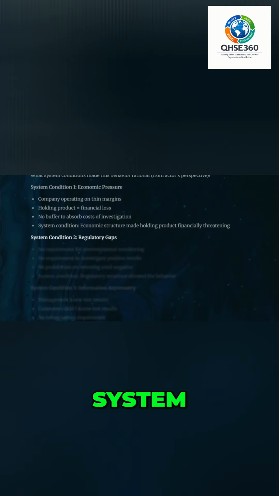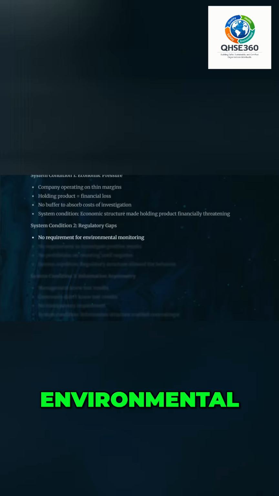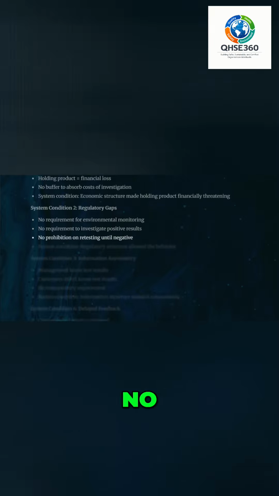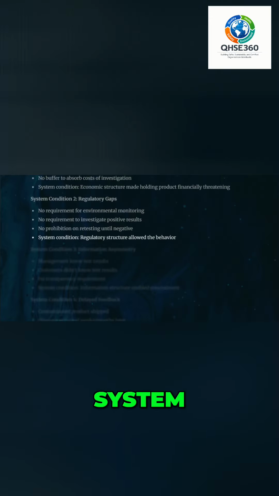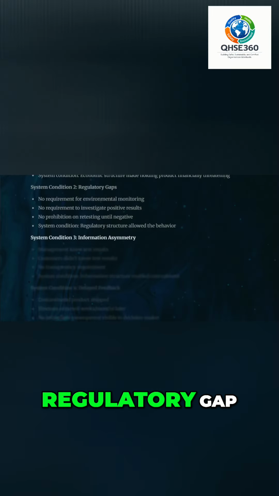Secondly, let's look at system condition number two, the regulatory gap here. First, there was no requirement for environmental monitoring at the time, and no requirement to investigate positive results at the time, and there was no prohibition on retesting until negative. The regulatory structure allowed the behavior. That's system condition number two, regulatory gap.